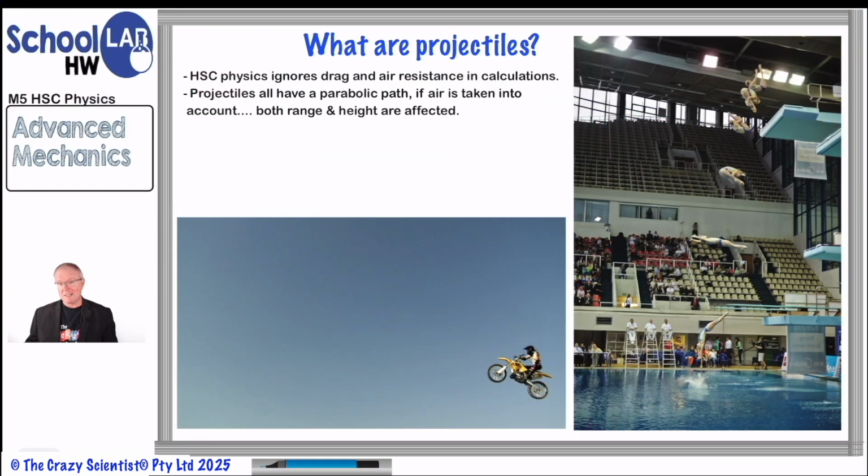Here are some other examples of projectiles. We have a motorbike here. We can see it going through the air, and as you watch it very carefully, it's in slow motion, showing you that they follow a parabolic path within the air. Even a diver, once they leave the diving board or the diving platform, is a projectile, and is only under the influence of gravity.